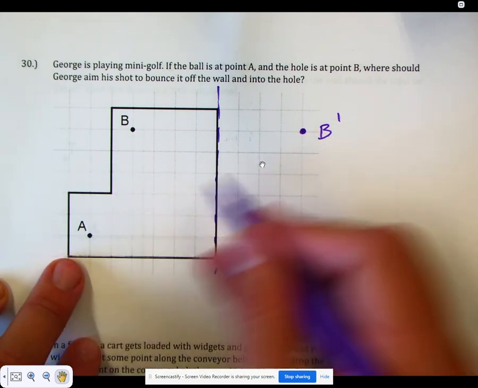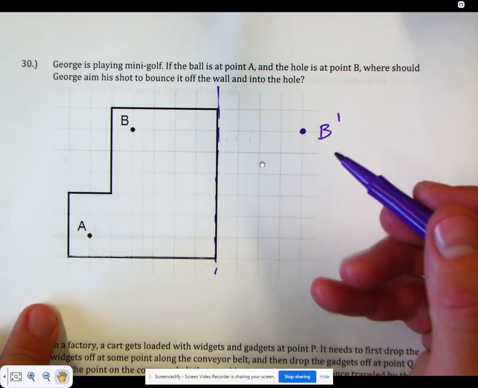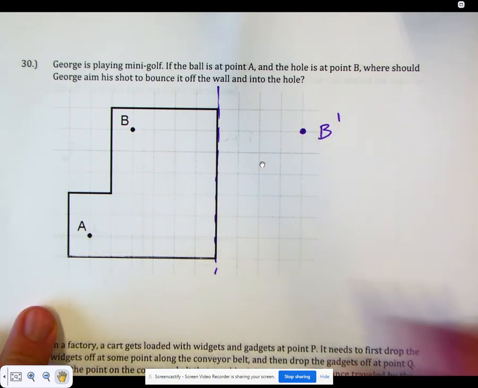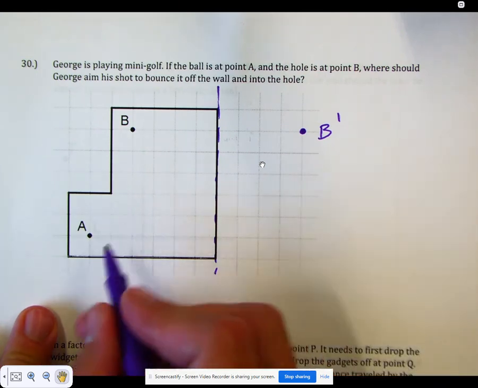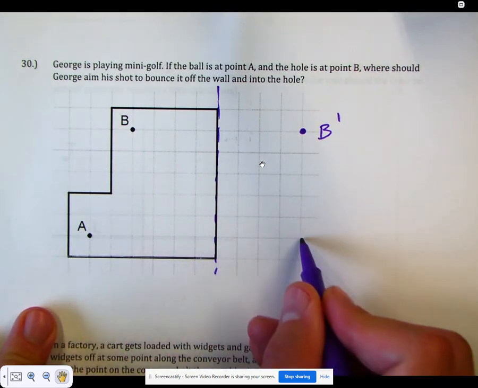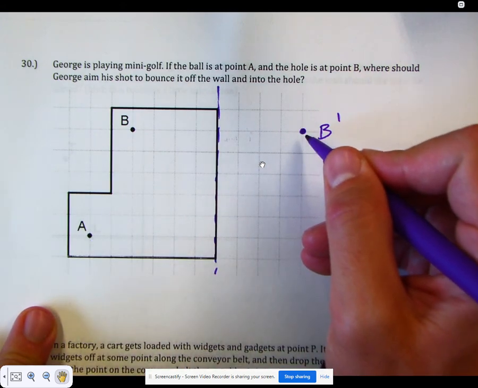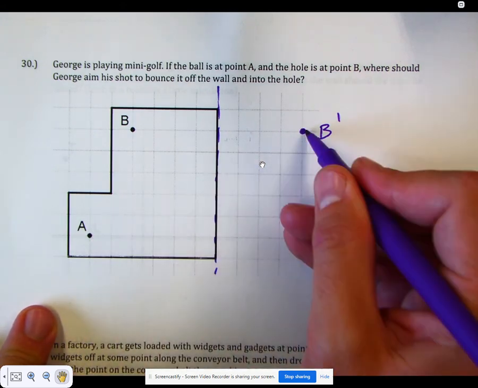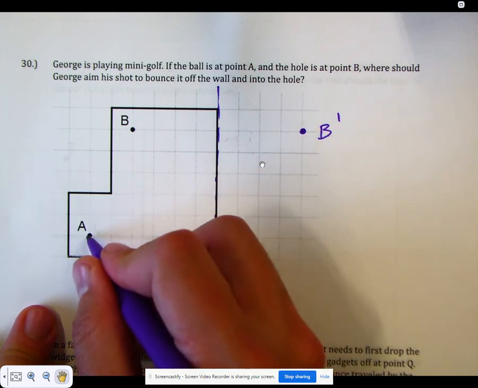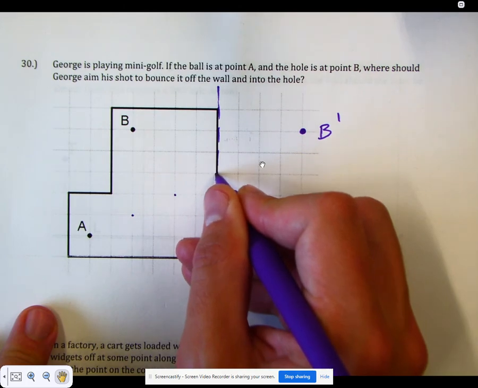So what I want to do is very carefully draw this line. If I use a ruler, I don't have a ruler handy, but you can use one. I'm just going to count off. So I'm going to go, let's see, 2, 4, 6, 8, 10. So right 10, up 5. That means the slope of this is 1/2. So I can just go over 2 up 1, over 2 up 1, over 2 up 1.